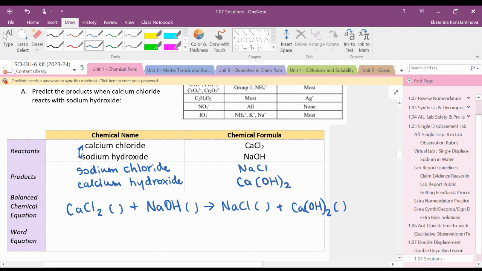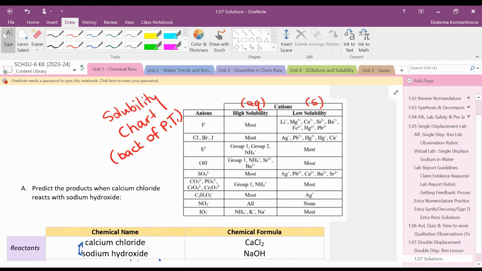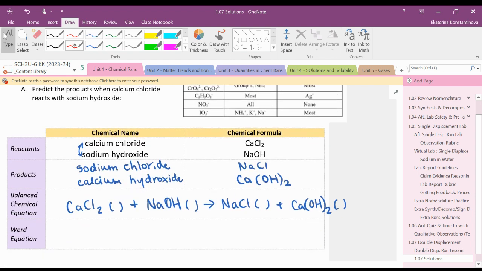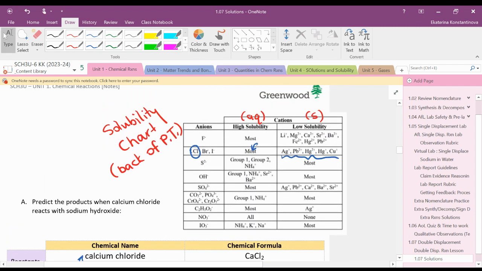Now, let's take a look at each state. For calcium chloride, chlorine is right here. If I don't see calcium anywhere here, that means it falls into this category of most, so high solubility. So it has to be aqueous. Okay, sodium hydroxide. So we look at our hydroxide. Here's our hydroxide.